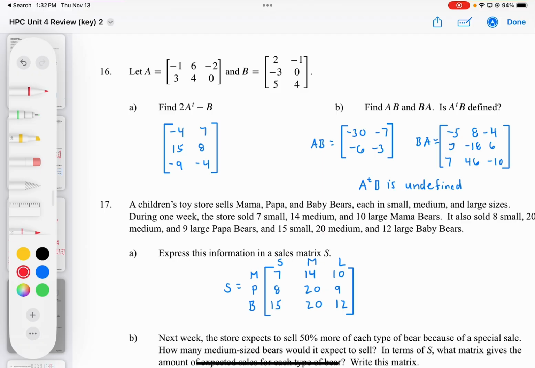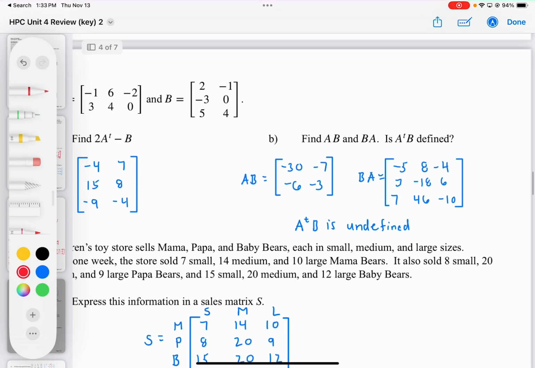Cool. And then find AB and BA. We notice that those are not the same. Why are AB and B times A not the same? Different dimensions, right? And we know that matrix multiplication is not commutative, okay? It's associative. So because of that, we're not going to get the same thing when we multiply A times B compared to B times A.